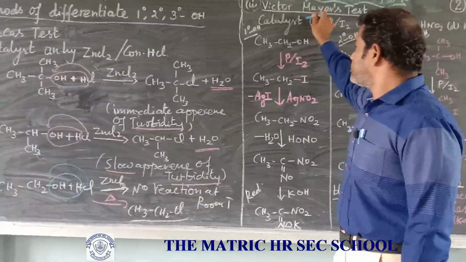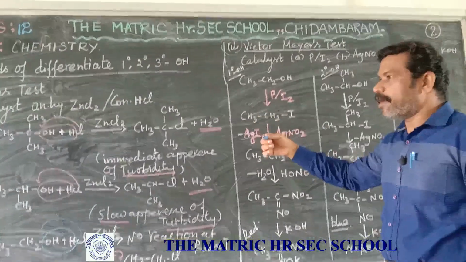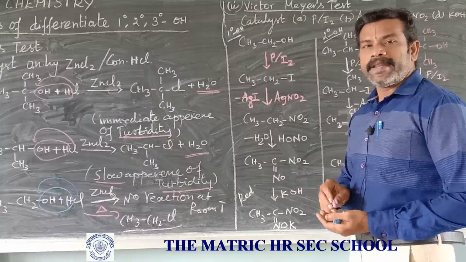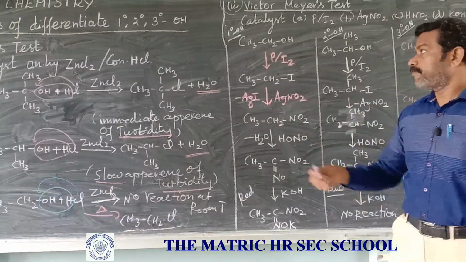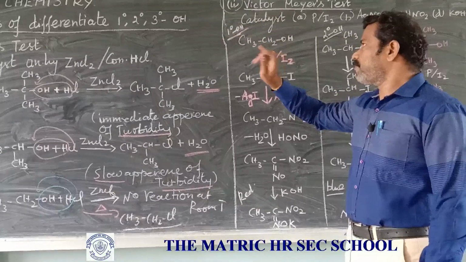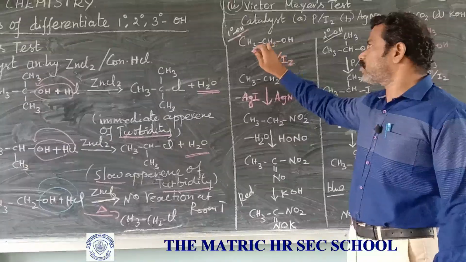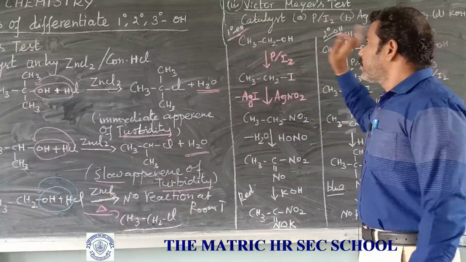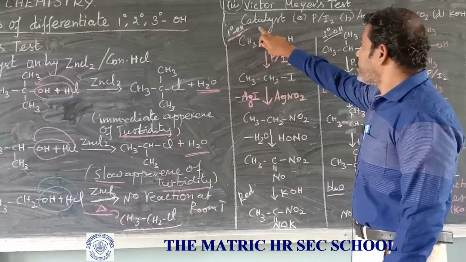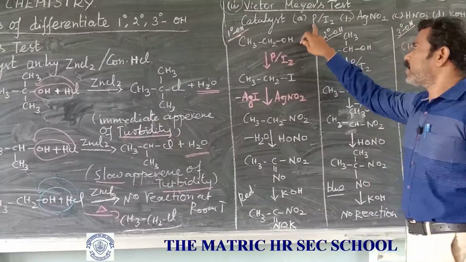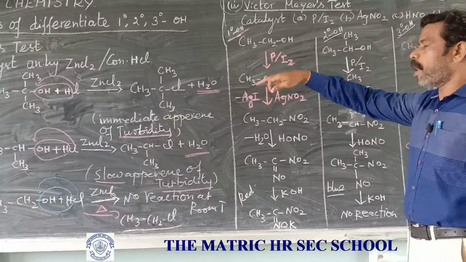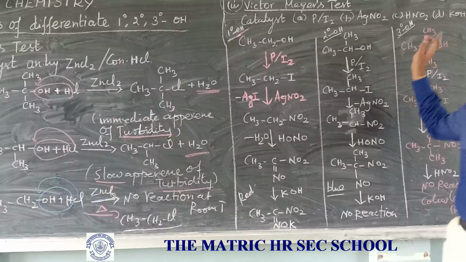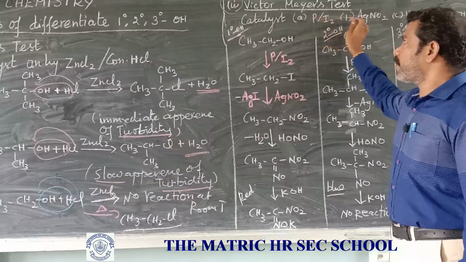Next, another very important method, the Victor-Meyer test. The Victor-Meyer test easily identifies primary and secondary alcohols, and clearly explains the distinction between primary, secondary and tertiary alcohols. First I will take a primary alcohol, ethyl alcohol, where the functional group carbon is directly attached to one alkyl group. The Victor-Meyer reagents are phosphorus and iodine, which substitute iodine, then silver nitrate and nitrous acid, then potassium hydroxide.